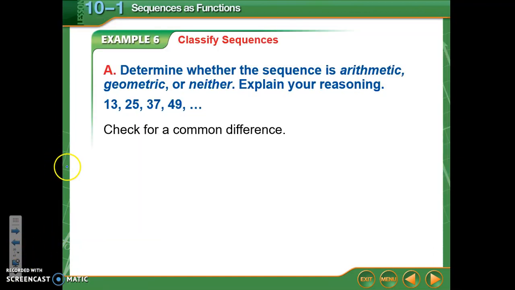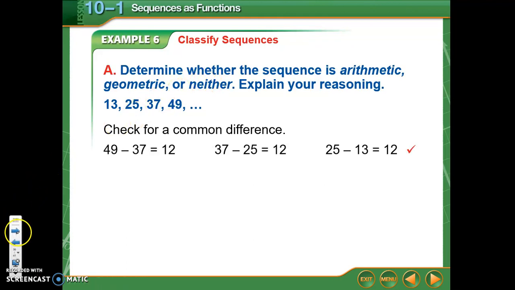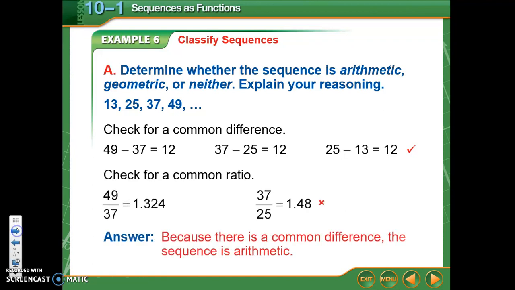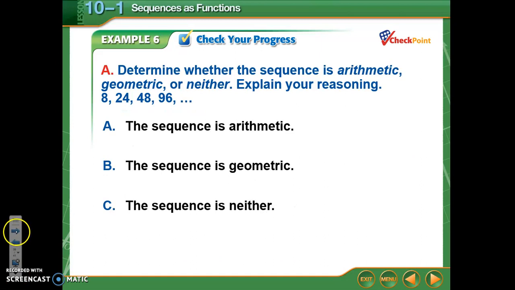All right, now we're going to practice classifying. We're going to figure out whether or not this sequence is arithmetic, geometric, or neither. In this case, it turns out to be arithmetic because there's a common difference. If you look at what they're doing with the ratio, there's not a common ratio. So you guys try this one. This one should be neither arithmetic nor geometric. One more.